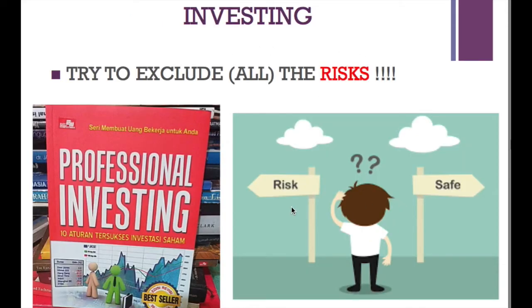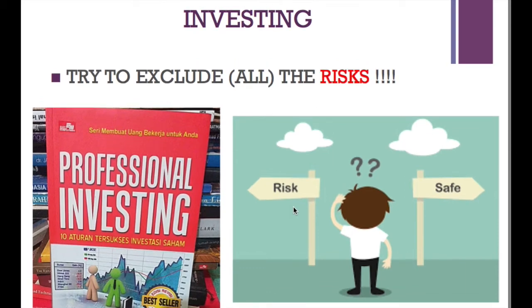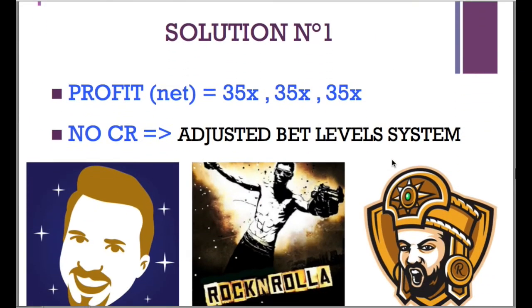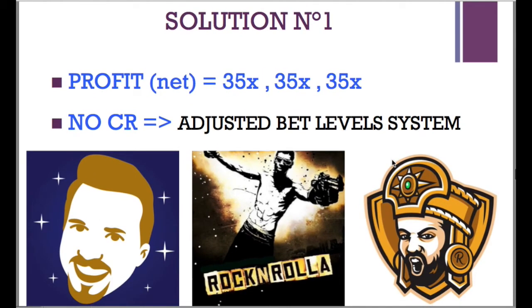And this difference was thanks to the cost risk. Now that's the whole point. Investing, or professional investing, is trying to exclude all the risks. And the first solution, as you can see, there is no cost risk anymore. This is the first technique, and the first solution is by using the adjusted bet levels system.